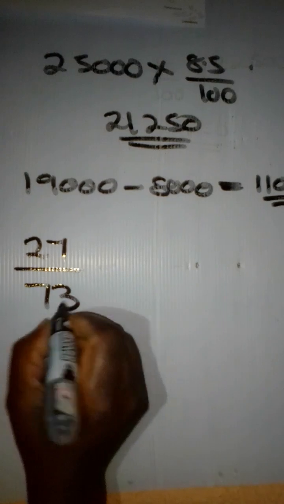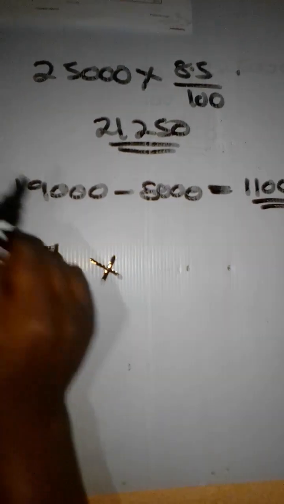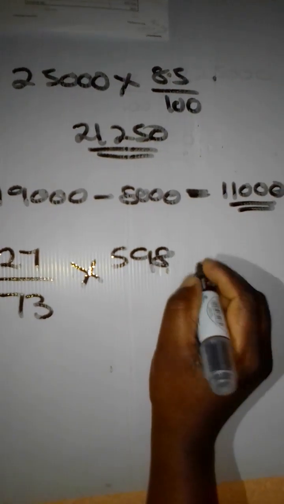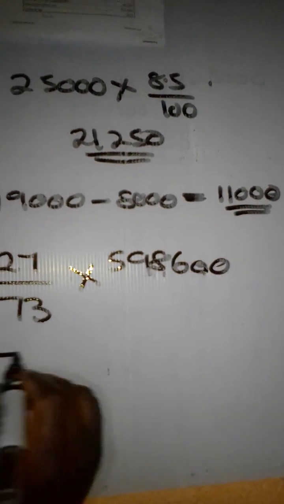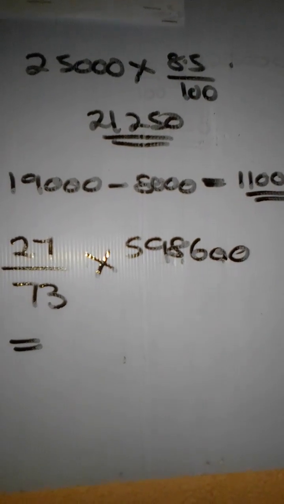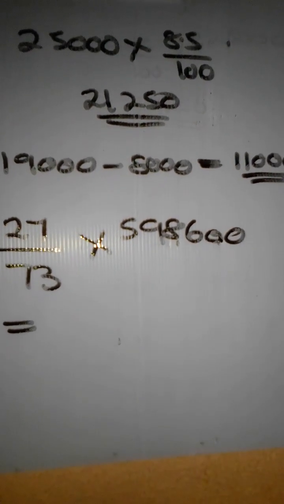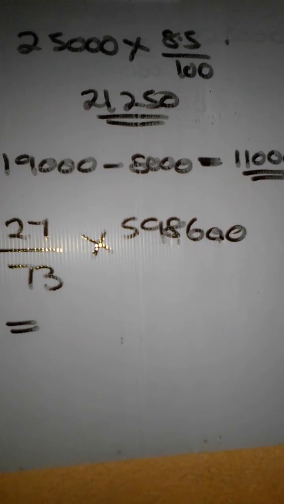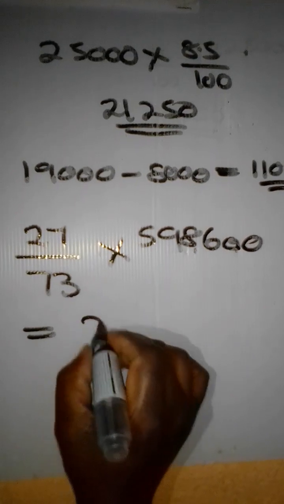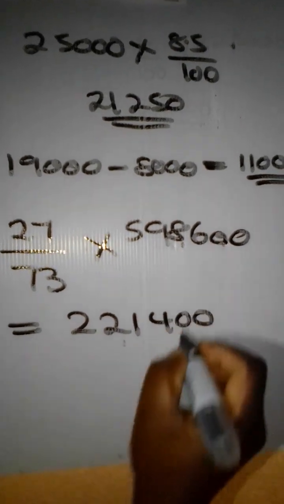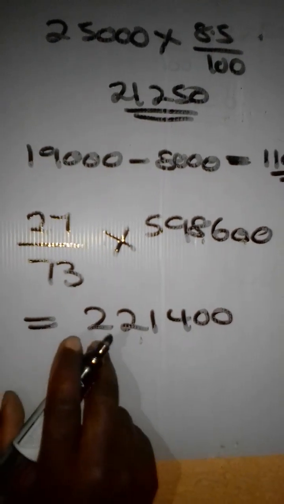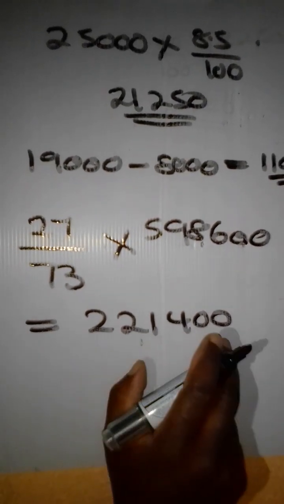So if we want to find out how much the 27% is, this is what we simply do. We are going to say 27% over the 73%, multiplied by the net profit after tax that is given, 598,600. Let me check on my calculator how much we are going to get. We'll get something like 221,400. 221,400 was the tax declared by SARS after the assessment, the tax at the end of the year.